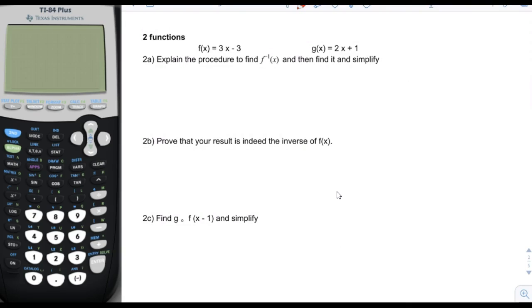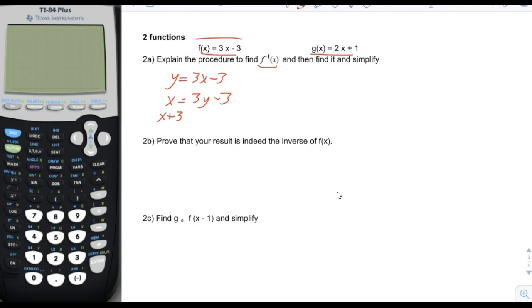We are going to take two functions, f of x equals 3x minus 3 and g of x equals 2x plus 1. First, we're going to find the inverse function of the f function. We do that by doing a process called variable interchange. The way we do variable interchange is, first we just write out the function like this, and then we're going to exchange the x and the y positions. And then we're going to solve for y.